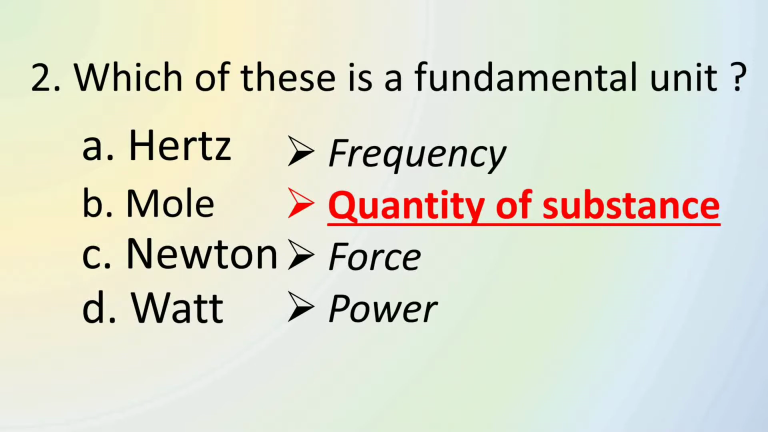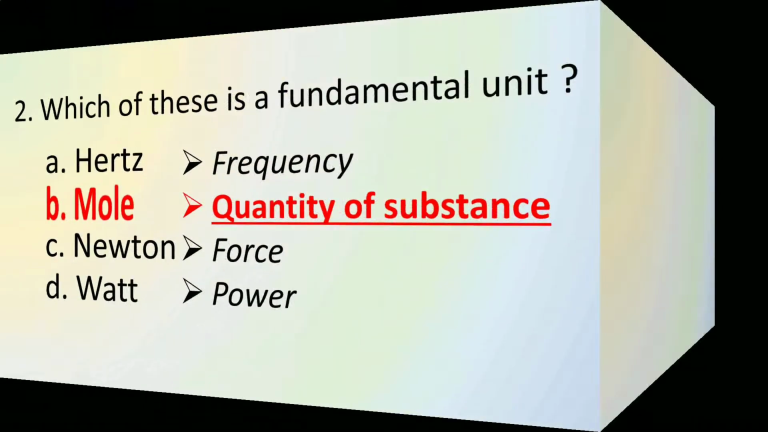What is the unit of power? Power is the product of force and displacement divided by time. So watt is also derived from the units of work done and time. So the fundamental unit here is mole. Mole is the SI unit of quantity of substance.